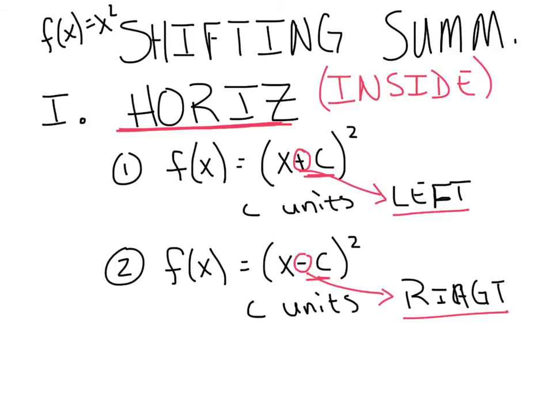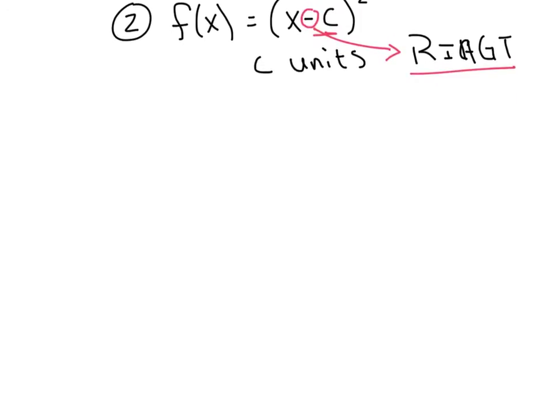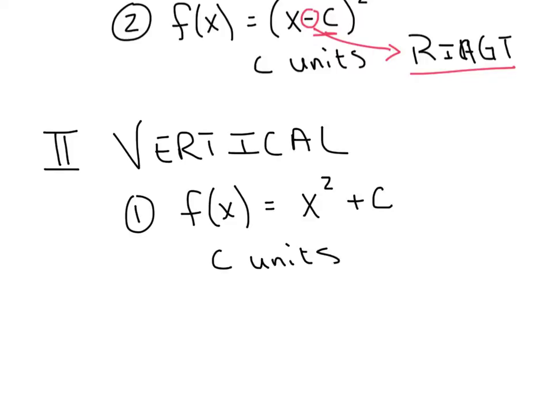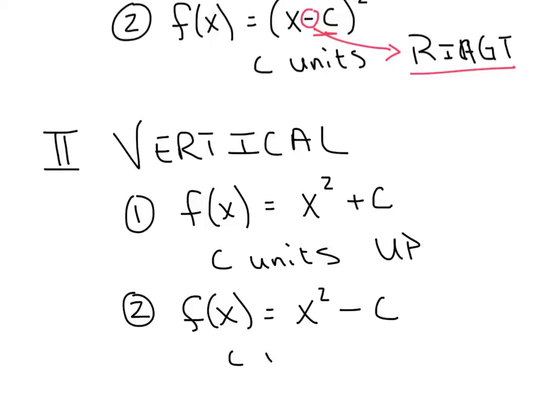Okay, now let's tackle the vertical shifts. I think you're going to like these a little bit better. They make a little more sense to me. And again, we're basing it off the idea that we started with f of x equals x squared. So what if I have x squared plus c? Notice the c is not inside the parentheses anymore, it's on the outside. In this case, we went c units straight up. Option number 2 is, what if we've got f of x equals x squared minus c? In this case, we went c units straight down.